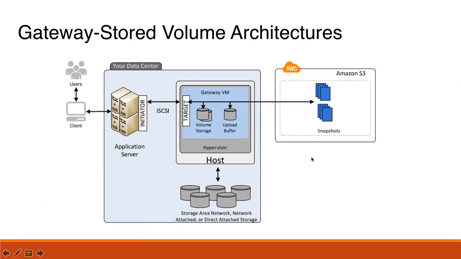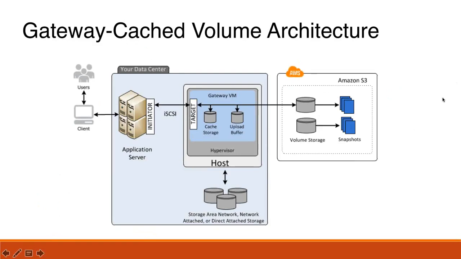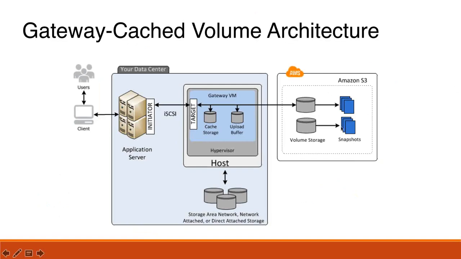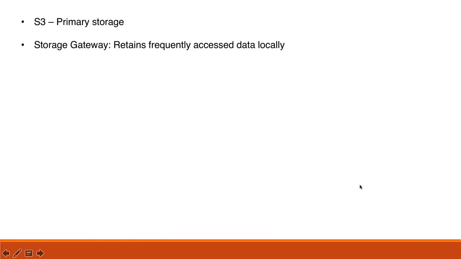But if you think that you don't have to frequently restore the data from the S3 bucket, then the entire data is stored over here, whereas only the frequently accessed data is stored in your cache storage. So it all depends upon you. If you think that you have to retrieve a large amount of data, then you have to go with the gateway stored volume architecture, this one.